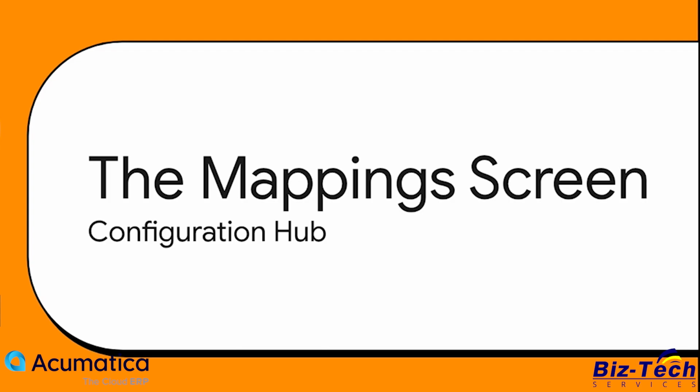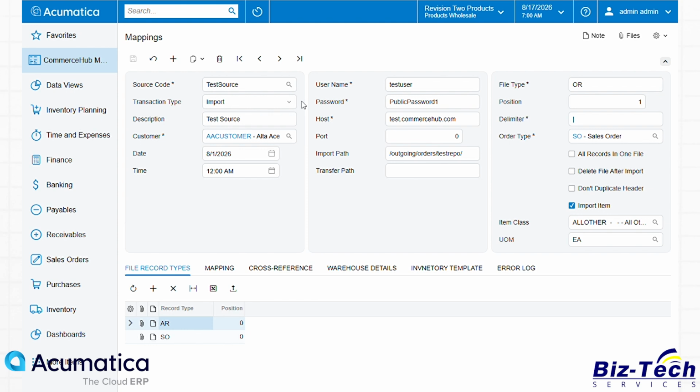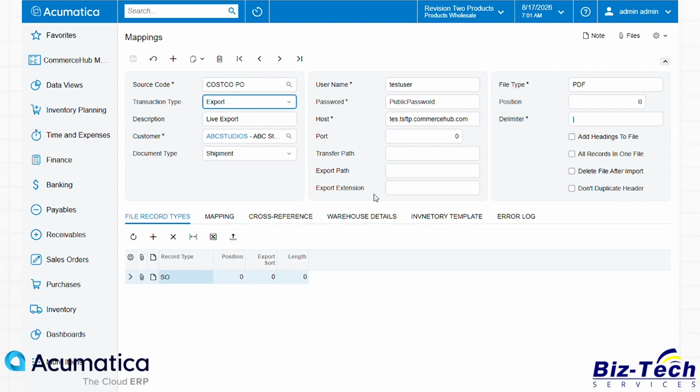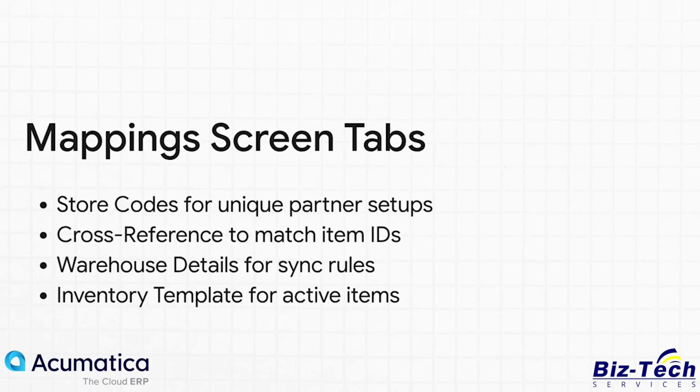The mapping screen. It dictates the behavior of the entire connector. Basically, almost any question you have about why the connector did a certain thing can be answered by looking right here at these four critical tabs. We've got store codes, cross-reference, warehouse details, and the inventory template.